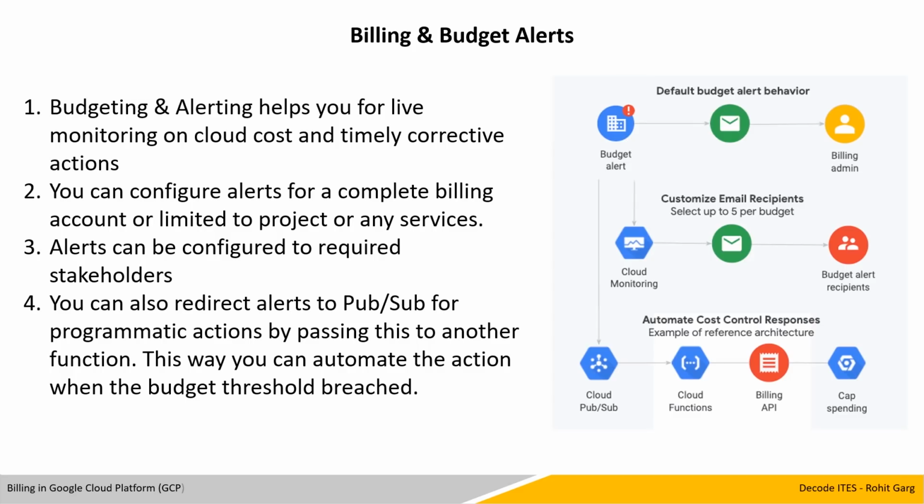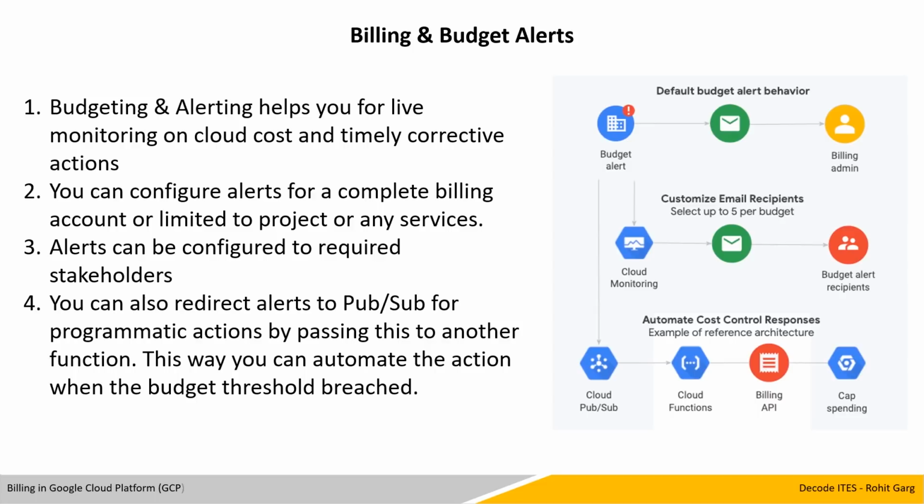Billing and budget alerts. As the name implies, you can configure alerts on your cloud cost usage. This is very helpful to ensure that you are not going to overspend. Budgeting and alerting helps you with live monitoring of cloud cost and timely corrective actions. You can configure alerts for the complete billing account or limit them to a project or any services. That means Google is giving multiple options to configure your alerts.